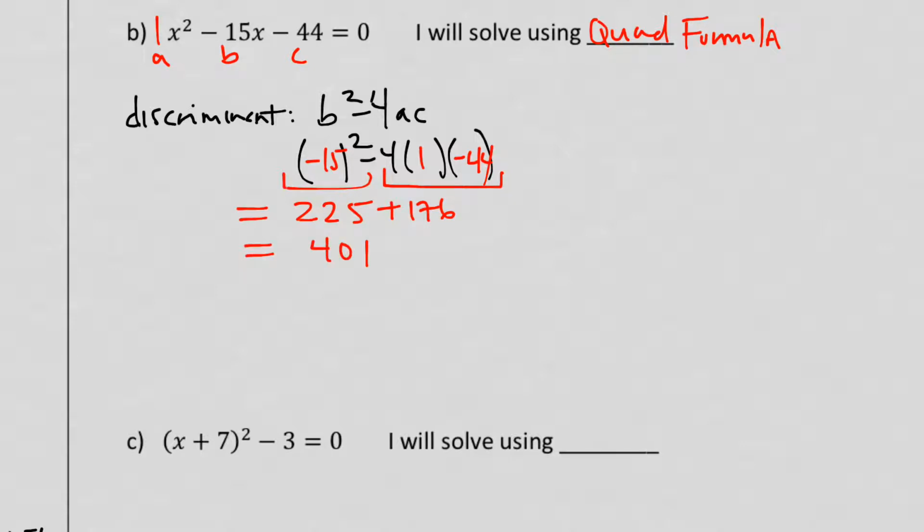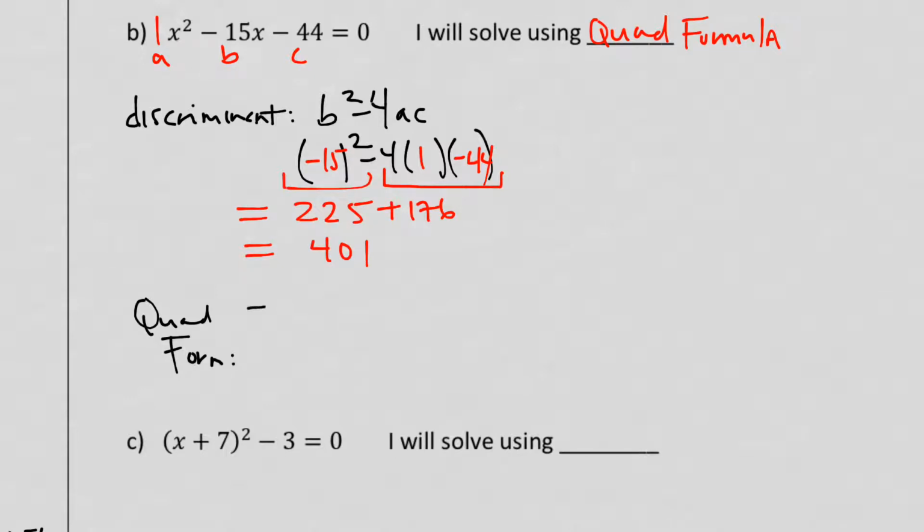Remember that when you find the discriminant, this is not a solution. This is just a piece of the quadratic formula. But this value tells me two facts about my quadratic. One, because it's a positive value, I'm going to have two real solutions. And second, because 401 is not a perfect square, this is not factorable. So I couldn't factor this if I wanted to. It doesn't work in this case. It's okay though. I'm going to solve now with the quadratic formula. I'm going to now finish this up.